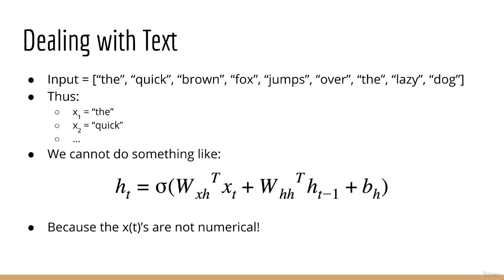Suppose we're given a sequence of words. The quick brown fox jumps over the lazy dog. So x1 equals the, x2 equals quick, and so on. But here's the problem. We know that in order to calculate the output of an RNN unit, we have to multiply each x by the input to hidden weight, Wxh. You can see that if x is a category, this is not possible.